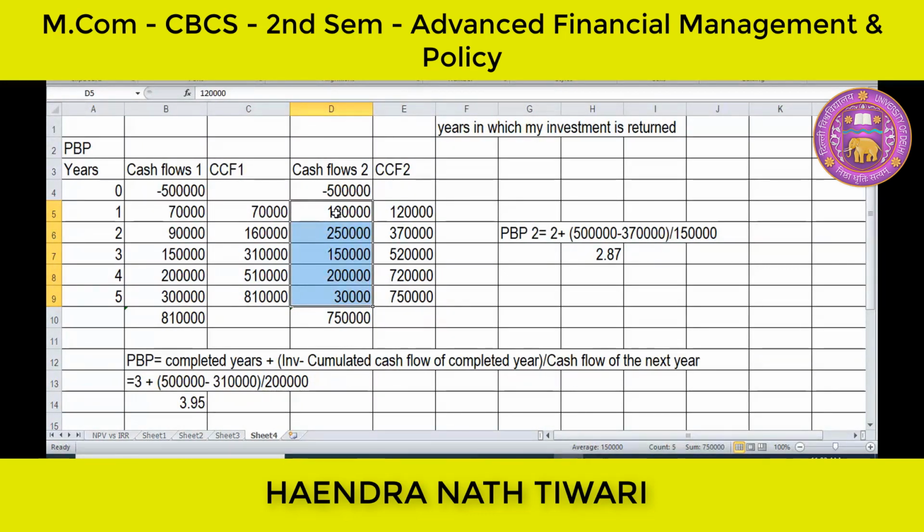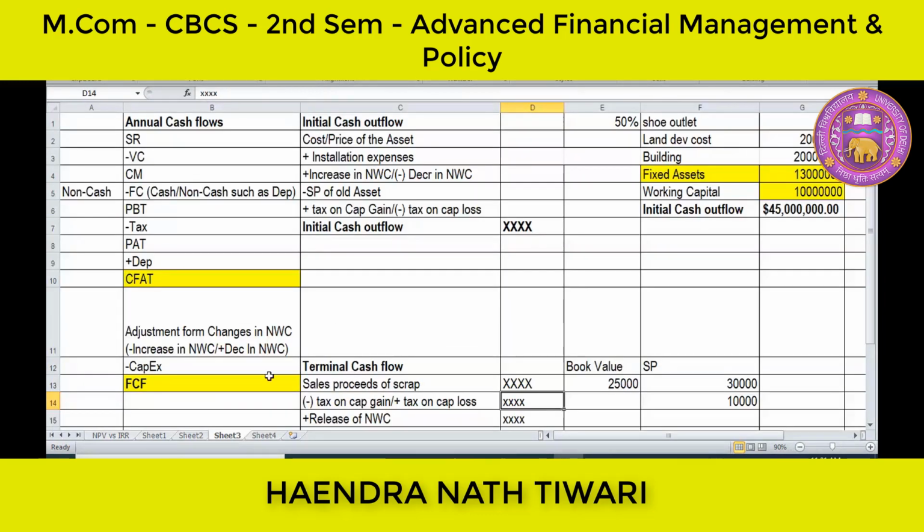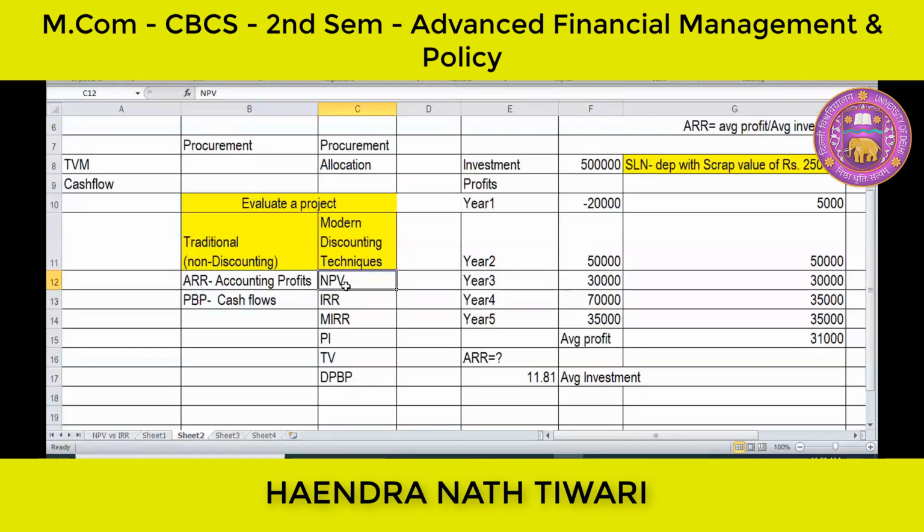So considering all these, we'll move now towards NPV. And why is NPV so important? Any question?